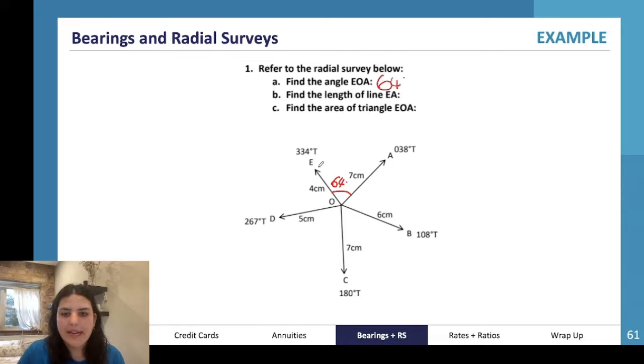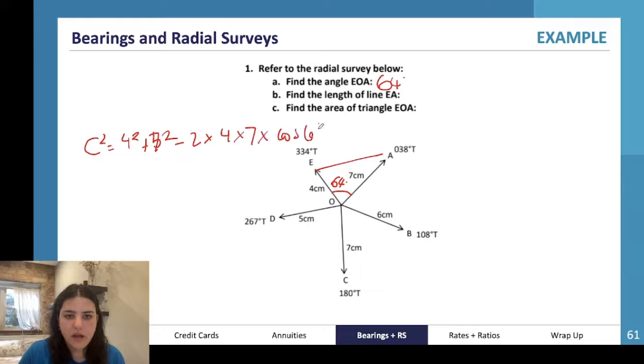The length of line EA, again, we do our cosine rule. So it's going to be A squared plus B squared, minus 2 times A times B times cos C. So pop all of that in.